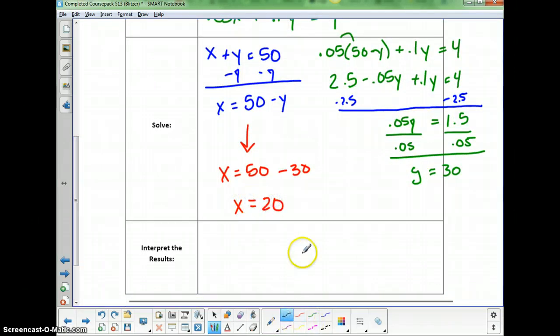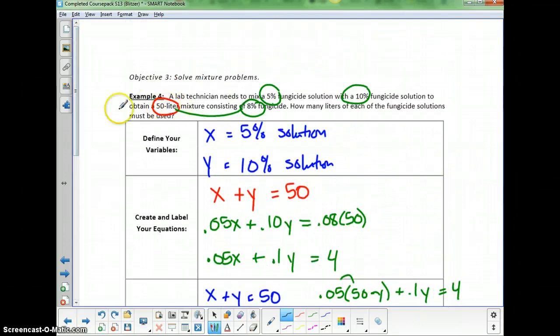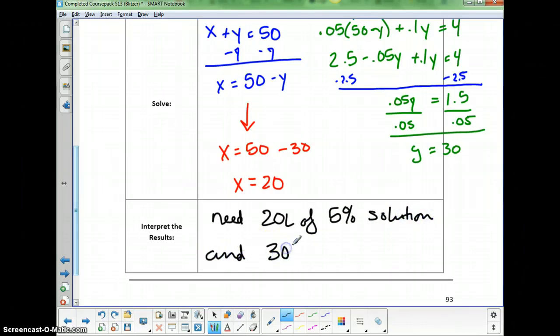All right, and let's state our final answer here. We need 20. Are we talking about liters or milliliters? We're talking about liters, so 20 liters of, now that's x, so that was the 5% solution. And we need 30 liters of 10% solution. That's it.